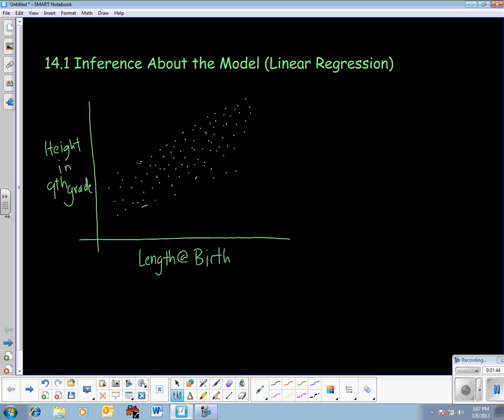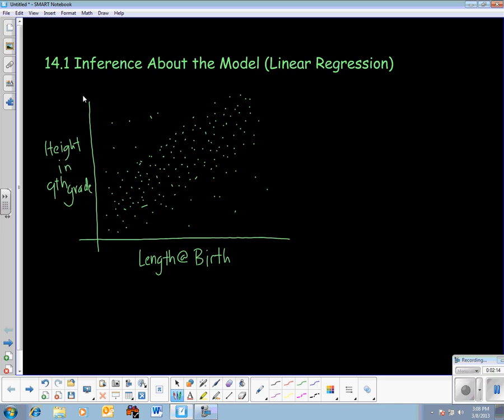We call it length because babies aren't standing up, but you've got just a huge cloud of dots for all of these millions and millions of freshmen. It wouldn't be this steady of a pattern. We might have some people who are really short but grew up really tall, so there might be some dots that don't follow the pattern, but you get the idea.